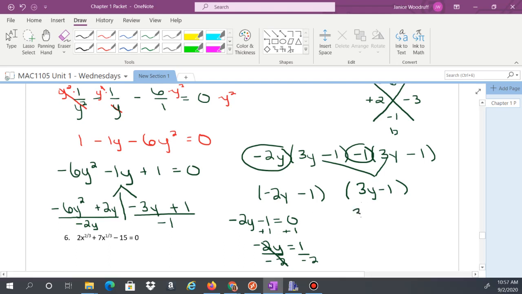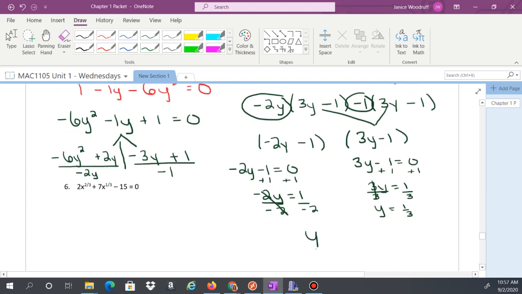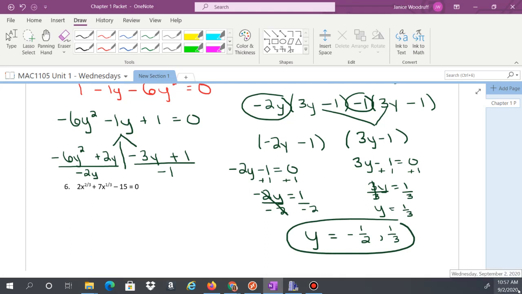Okay. Then I have 3y minus 1 equals 0. I'm going to add 1. 3y equals 1. Divide by 3. 3's cancel. y equals 1/3. So I get two solutions: y equals -1/2 and +1/3. And you could do the quadratic formula for that if you want. You would just have to work it out completely until you got the 1/2 or the -1/2 and the +1/3.